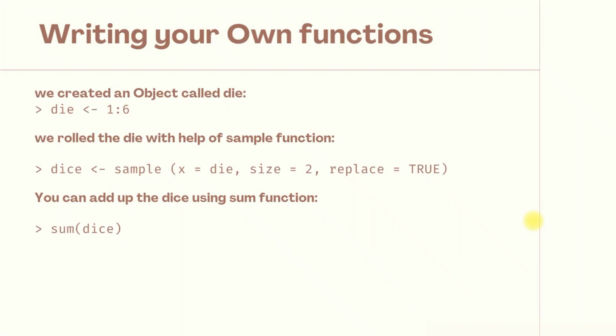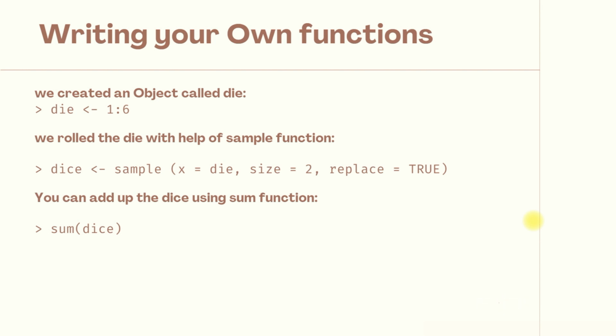Now let's quickly recap the R code that we have written to simulate rolling a pair of dice. We started by creating an object called die. Then we rolled the die with the help of the sample function. Remember, we use replace equal to true, so we sample with replacement. And then we add up the dice using the sum function.